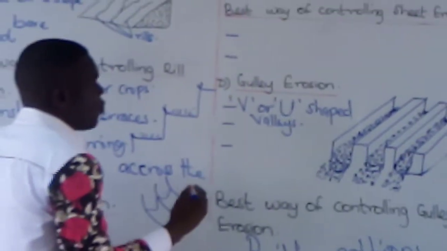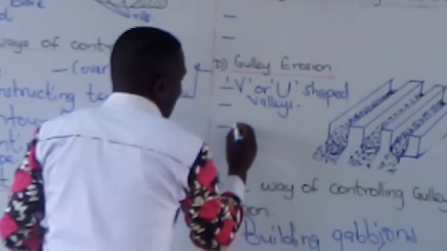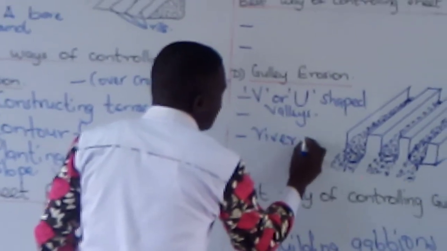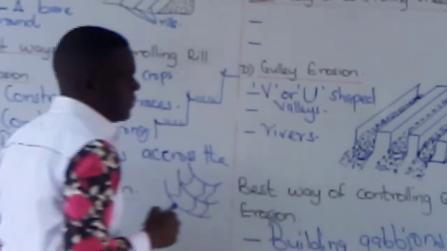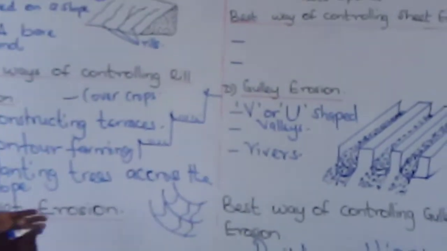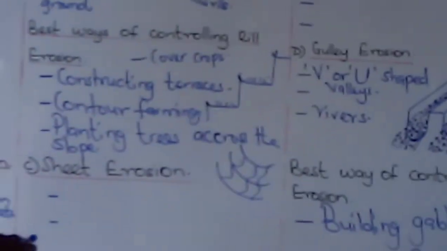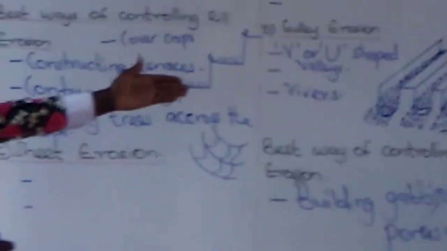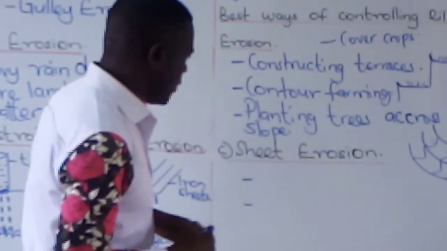Yeah, they look like rivers, deep and wide rivers. They can carry even a building away. On such land, we can only control it by building or constructing gabions or porous dams. Let's come to sheet erosion.